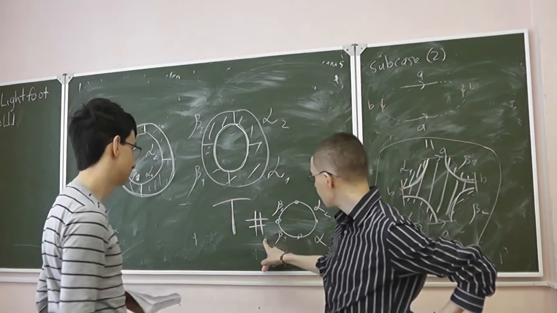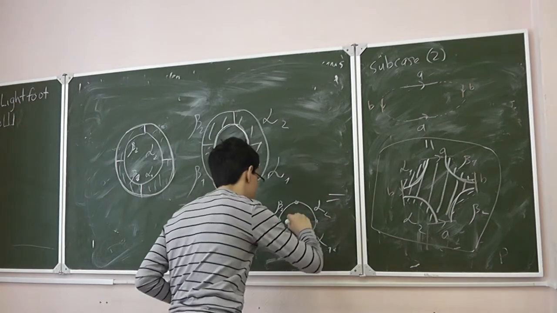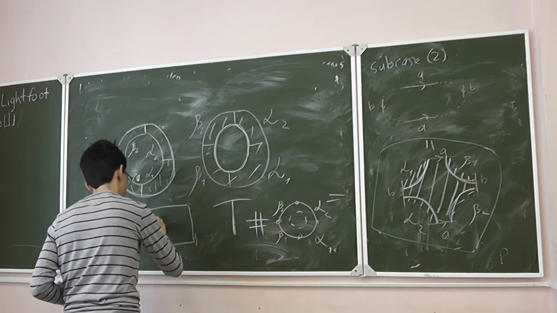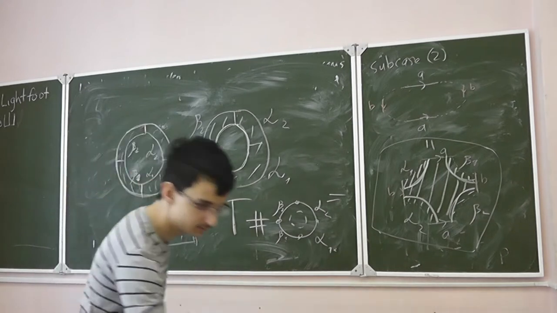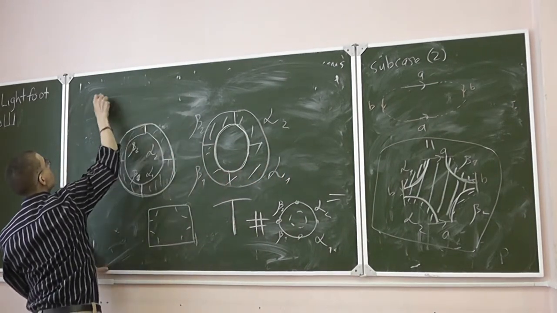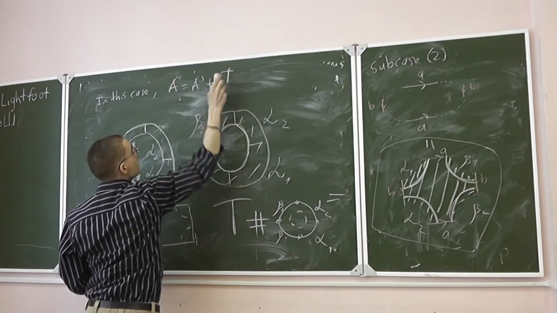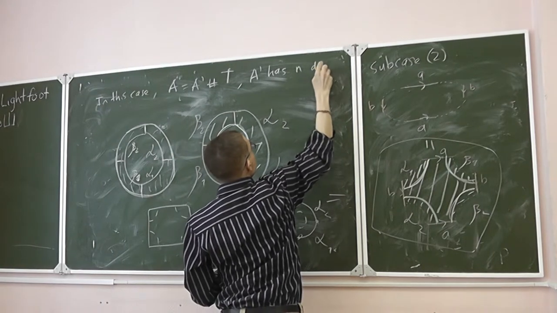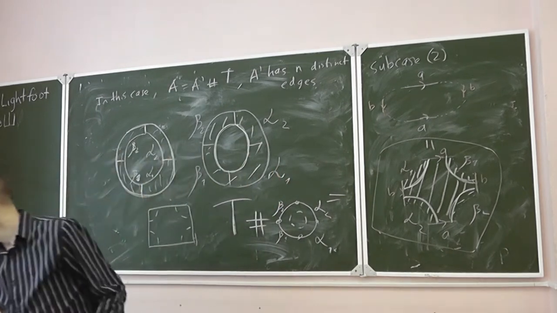So connected sum, if you want to remember, means that you make a cutout in both of them. So in this we make a cutout like this, and in our torus we make a cutout like this. Good. And then we glue along the resulting edges. Wonderful. Very good. Okay, so those are all the cases.